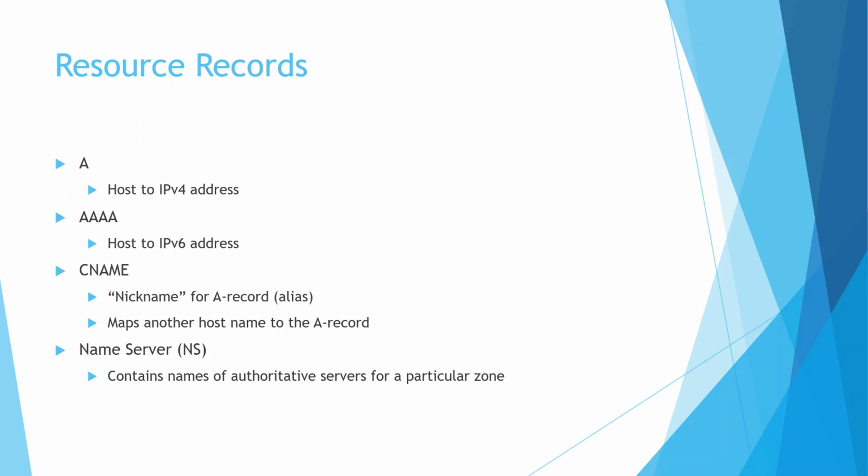And then we have a CNAME. This is going to be like a nickname for an A record, or an alias. And so this is going to map another host name to the A record. So for instance, for A, we might have webserver1.google.com, and that's going to map to some IP address. Well, we can also say that www is a CNAME or an alias for webserver1.google.com. It helps with things like load balancing, to be able to provide an alias record that points to a bunch of different records.